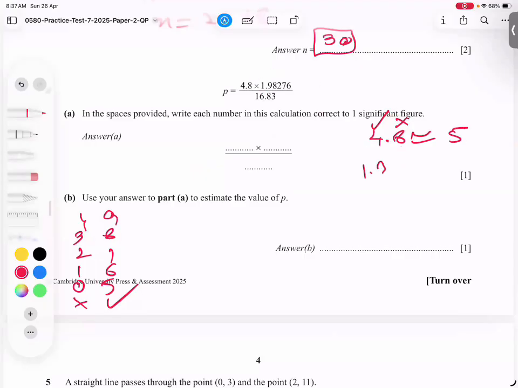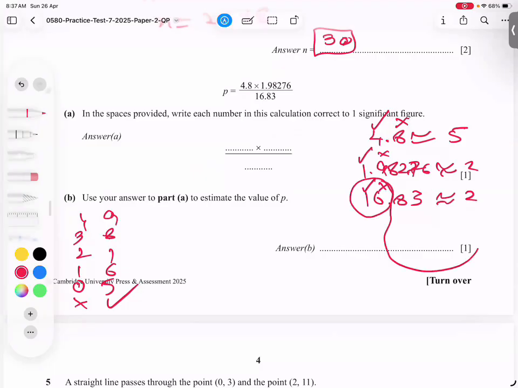The second number is 1.982276. So I need 1, I don't need 9. Add. It becomes what, students? It becomes 2. But the problem is here. Some students make the mistake of writing 16.83. So we need 1, we don't need 6. We add. Some students think they must write only 2. Totally wrong. Before the decimal, how many numbers do we remove?